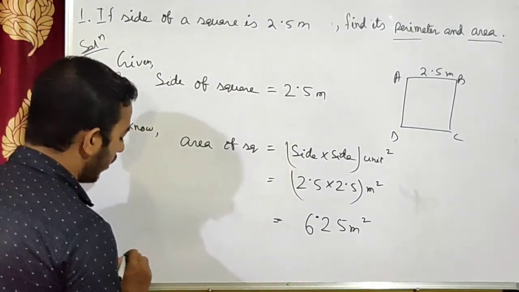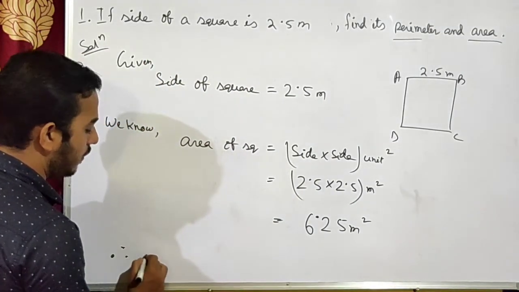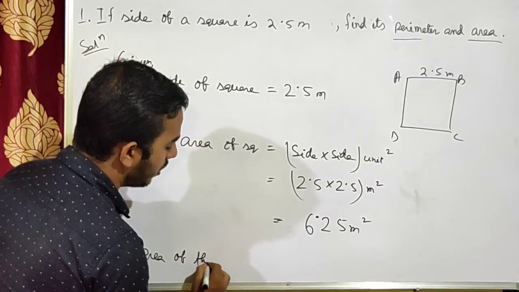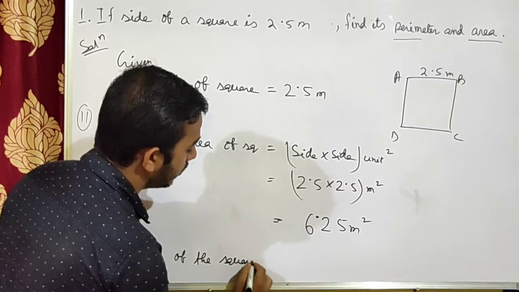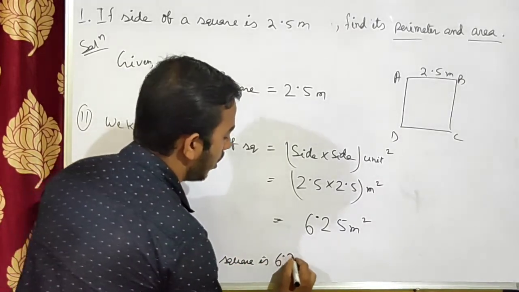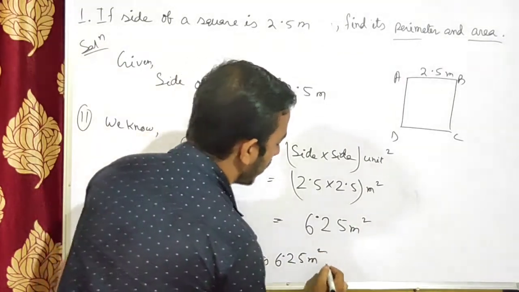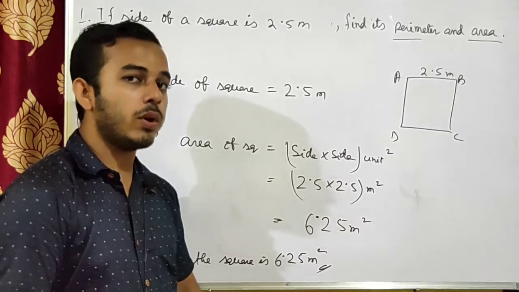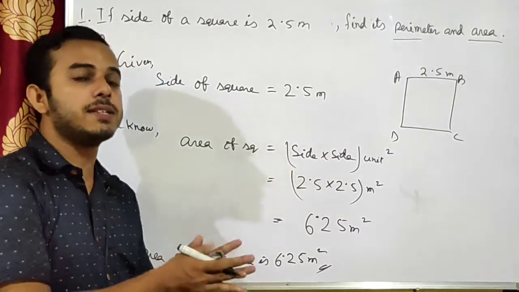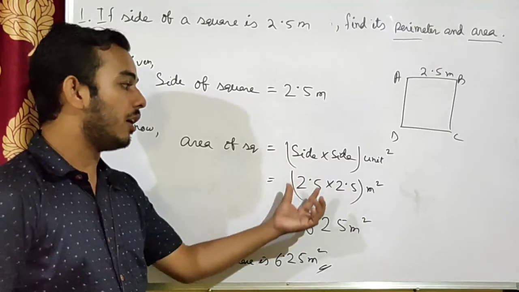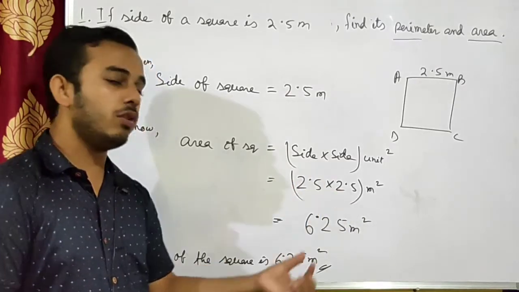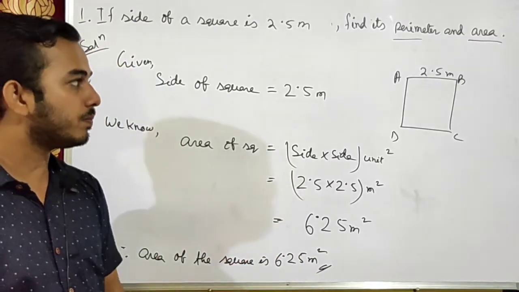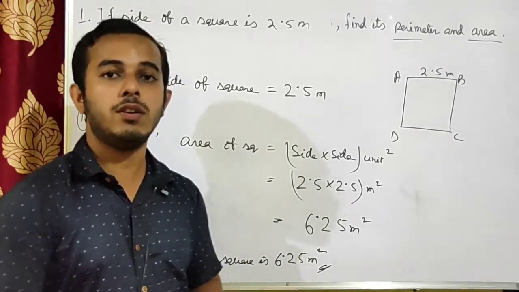So now we will write, therefore, area of the square is 6.25 meter square. I hope this is clear to you how to find the area of a square. Just we have to multiply their sides. Okay, side into side. In place of side, we will put their value, and then if we multiply, we will get the result, and the result will be our required area. I hope this is clear to you. Okay, now let's move to our next question.